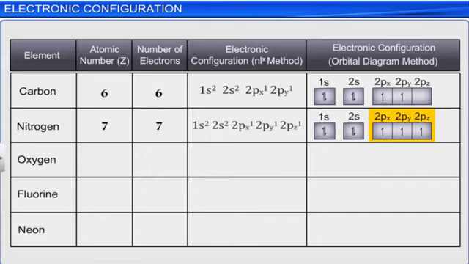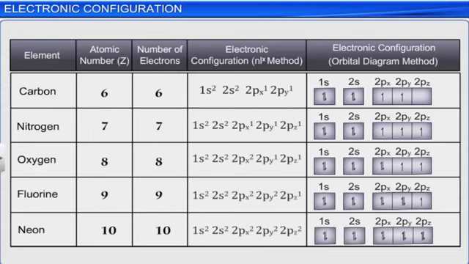Oxygen has 8 electrons. Fluorine has 9 and neon has 10 electrons. In each of these elements, after filling the first 4 electrons in 1s and 2s orbitals, the remaining electrons enter into the next higher orbital, 2p. According to Aufbau principle, they successively occupy the 3 2p orbitals, that is 2px, 2py, 2pz, in accordance with Hund's rule. The pairing of the 2p subshell starts with oxygen and completes with neon.